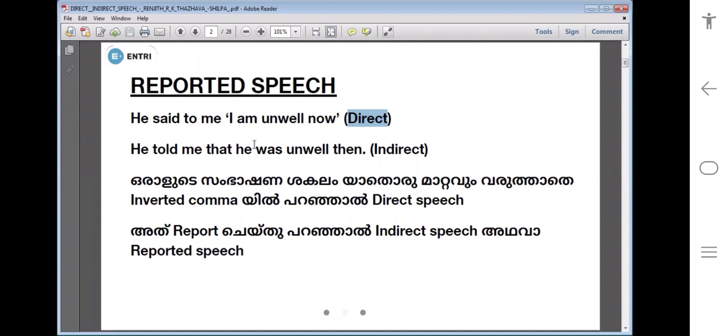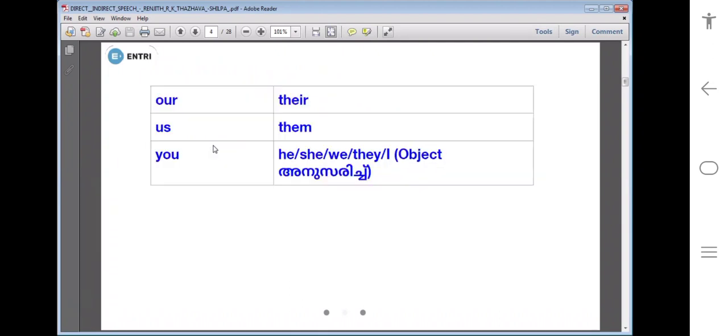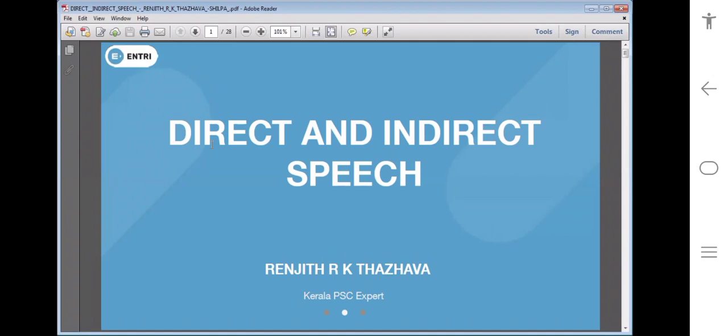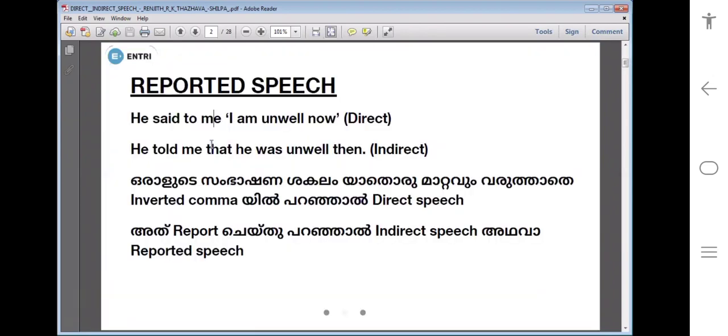Another thing you can notice here is that "that" has been used, so it is a conjunction. So when you want to form indirect speech from direct, you also need to use certain conjunctions like that, if, whether, what, where, when. So these conjunctions are used in the indirect speech.